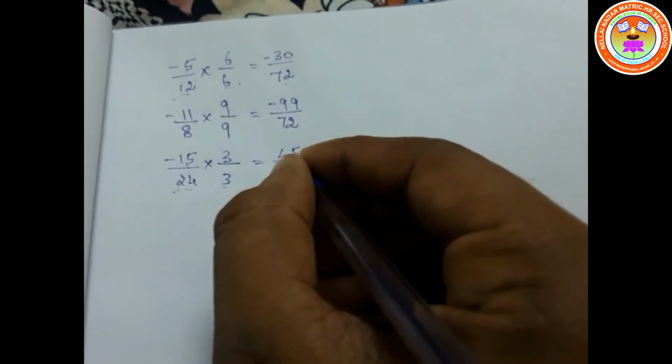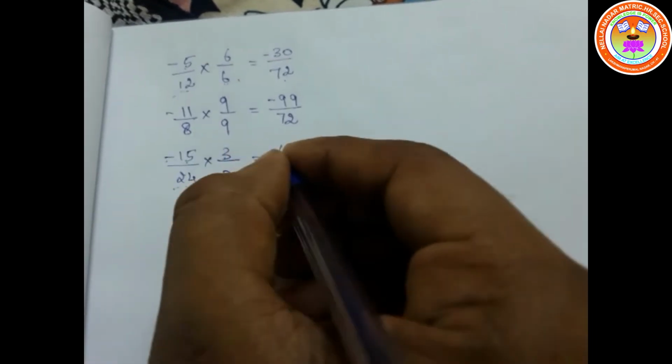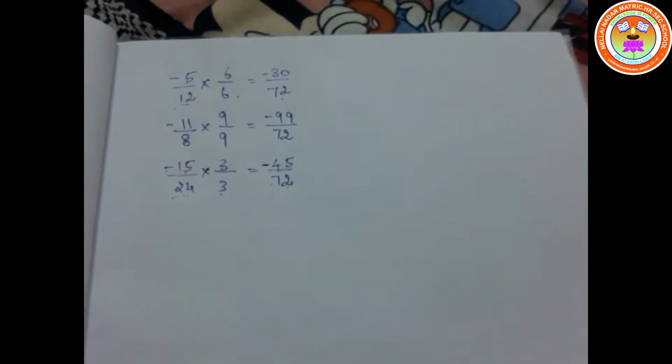5 3s are 15, remainder 1. 1 3 is 3, 3 plus 1, 4. Negative sign is there, so put the negative sign here also, minus 45. Shall we go for the next number?